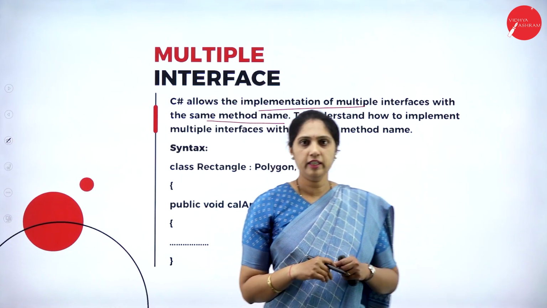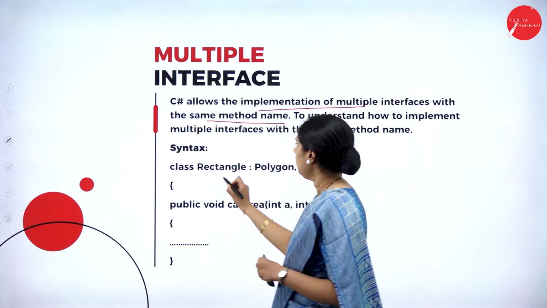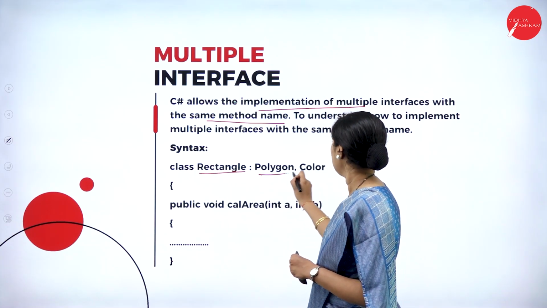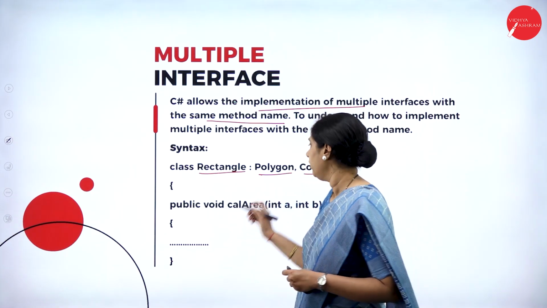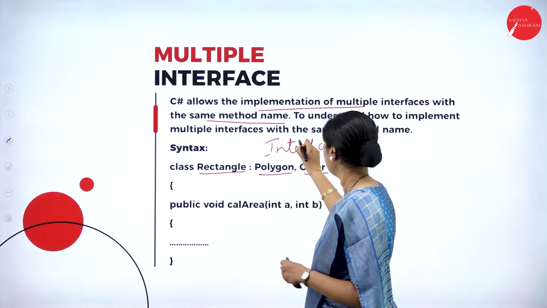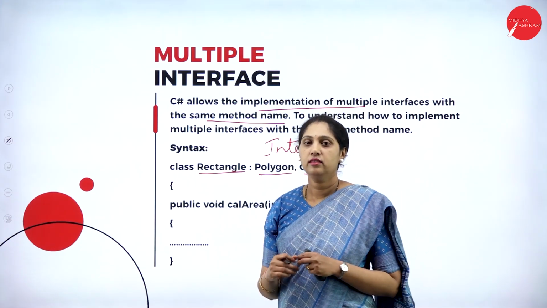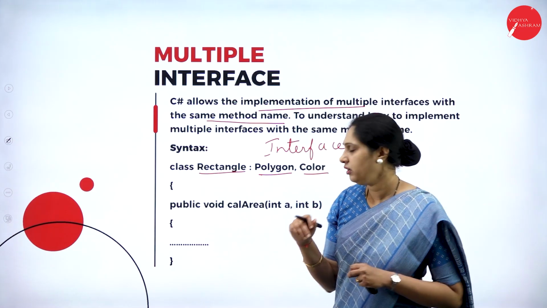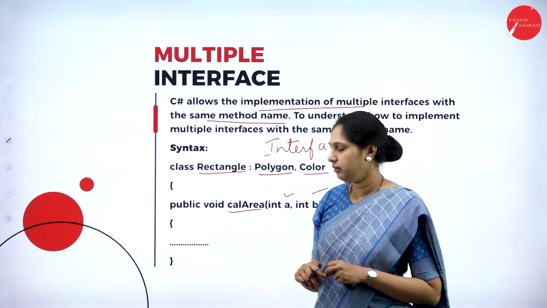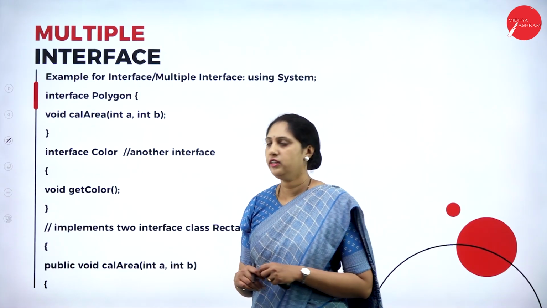So, how to write multiple interfaces? What is the syntax? See, here you have class Rectangle. This is a class. And what about this Polygon and Color? They should be interfaces. Right? So, in this class, you can add the functionality of the method which is given in the interface. See here, you have CalculateArea which takes two parameters A and B, and the code you can write down here. So, this is an example of interface Polygon.